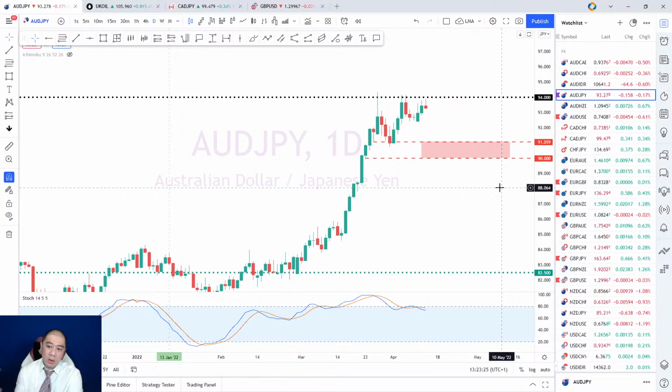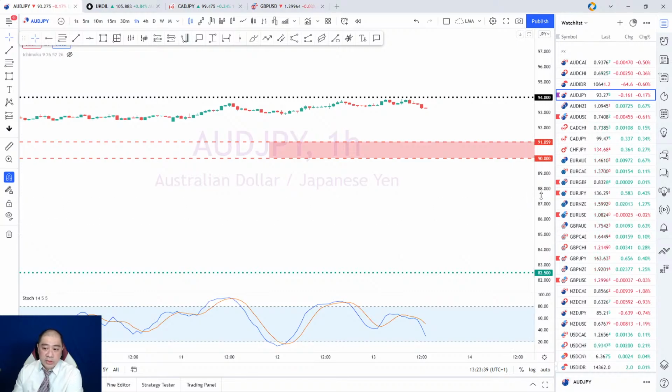If you're planning to go long on Aussie Japanese Yen, make sure you wait for a daily close above 94 yen. Okay, we don't want to take any risks. It might be too early to jump in. Momentum still points to the downside on the daily. If you go into the hourly time frame, it's still pointing down.